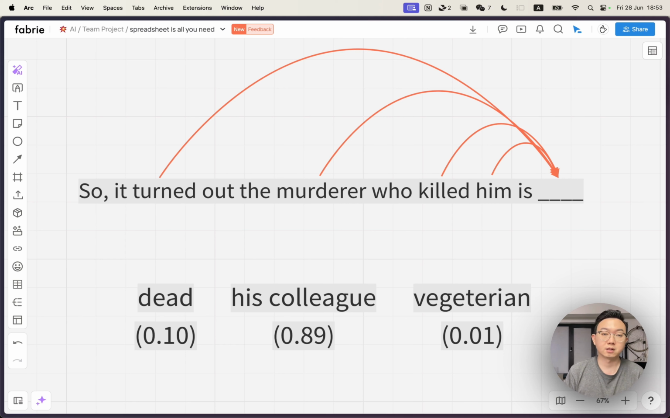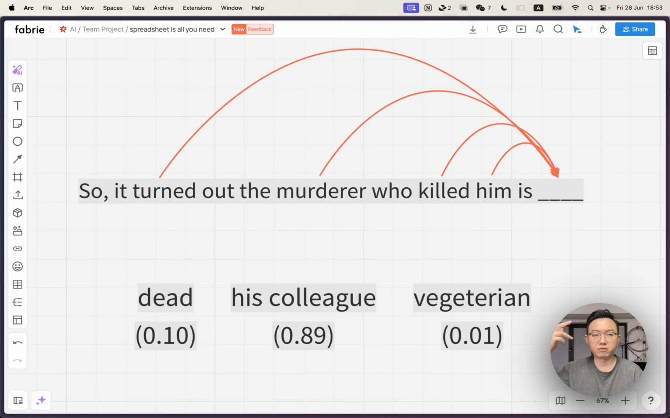Obviously, if you look at this thing, you'll be thinking, okay, it's probably not vegetarian because it's not really relevant to this story. And then one other thing you picked up was that this sentence was actually at the very end of this story. So it's kind of a review of who is the murderer. So in this case, you'll be thinking, actually, his colleague might be the most appropriate word to be put in here. So this is how it works, right?